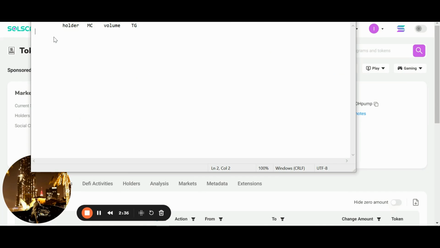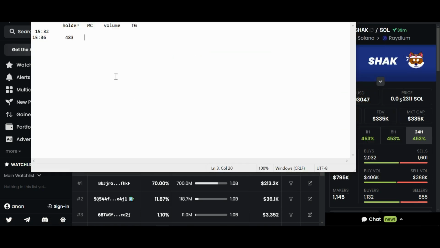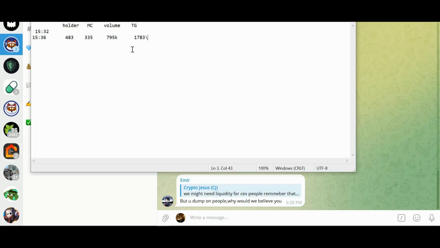That was 1532 when we bought it. Now it's 1536 and we have 483 holders. We have a market cap of 335. We have a volume of 795K. And then we have a Telegram number, 1,783 members. So what we're going to do is check in on these numbers every 5 minutes.